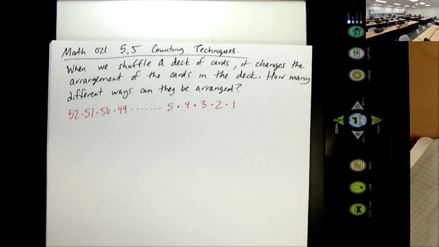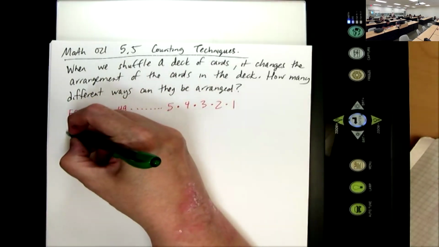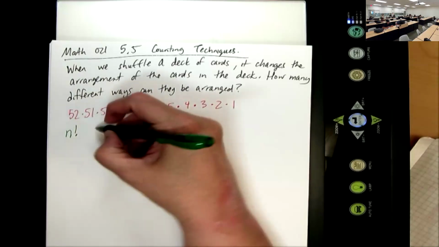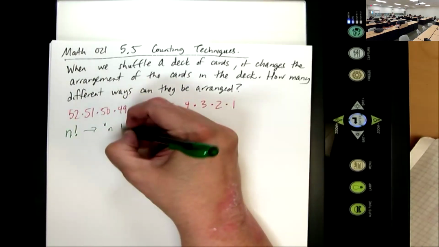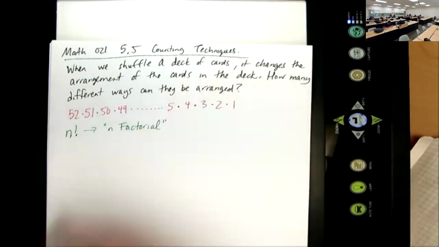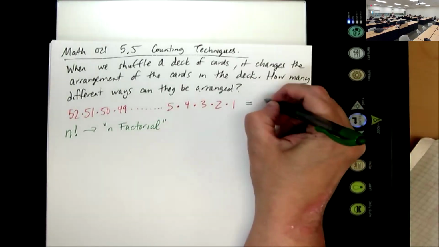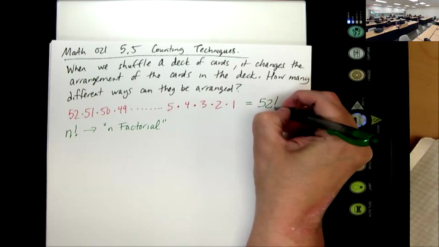How long do you think that would take you to enter in a calculator to find out? That's a lot of time to type. We have a notation for this. Let's introduce n factorial. And I think the easiest way to introduce the factorial is to show you what this one is in factorial. This is 52 factorial.